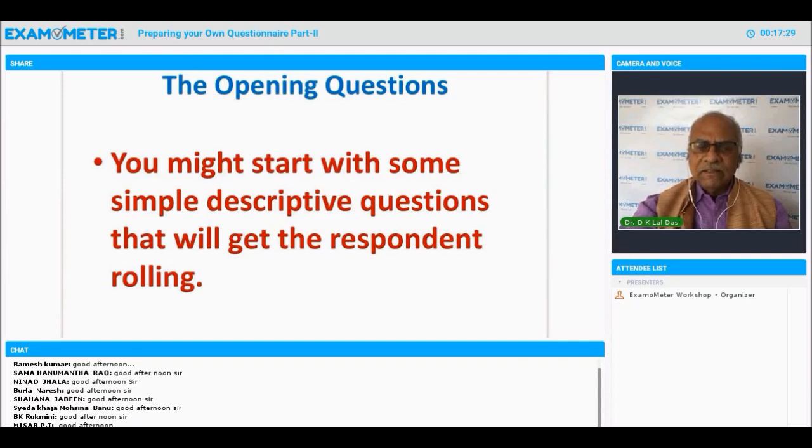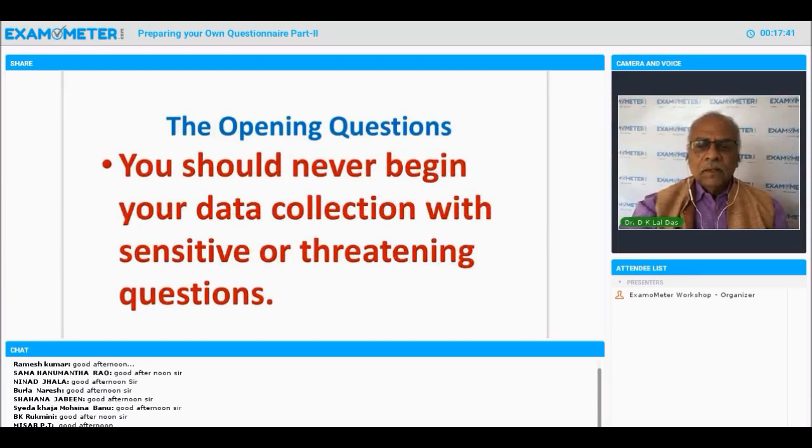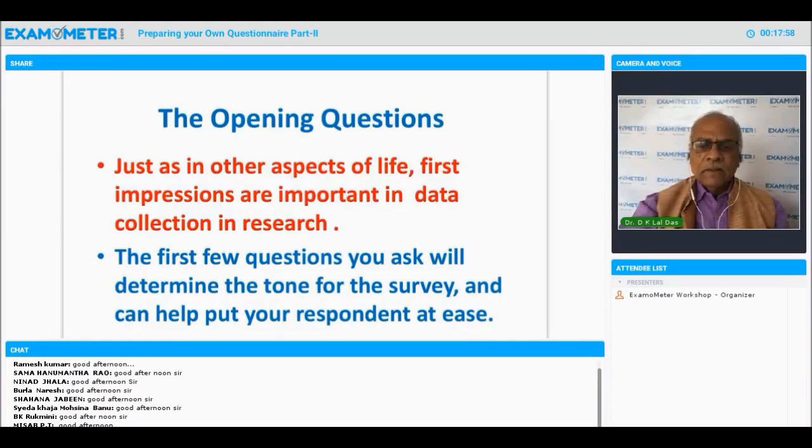You should try to generate motivation among respondents to answer your questionnaire. You should never begin your data collection with a sensitive or threatening question. Your whole questionnaire administration will fail. Just as in other aspects of life, first impressions are important in data collection and research. So, the first few questions you ask will determine the tone for the survey and can help you put your respondent at ease.